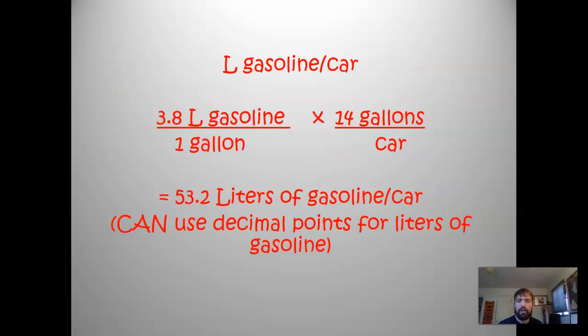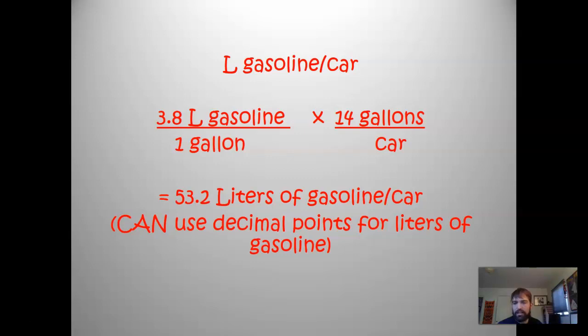Okay, so here are your answers, right? You write liters gasoline per car, because that's the unit that you want to get, and you have liters of gasoline per gallons of gasoline. So you set it up with how many gallons per car so that you get liters of gasoline per car.